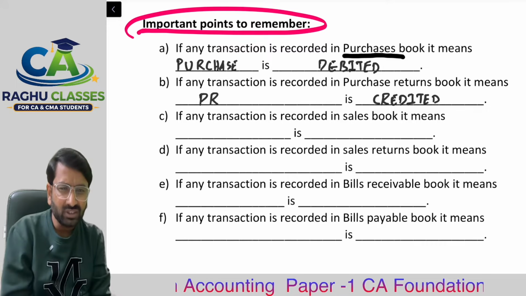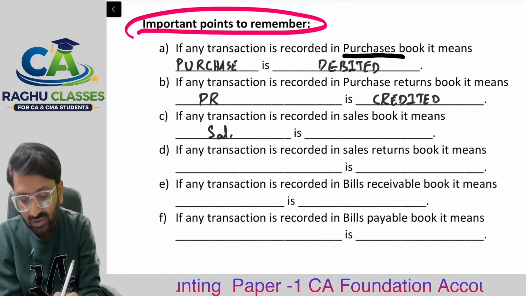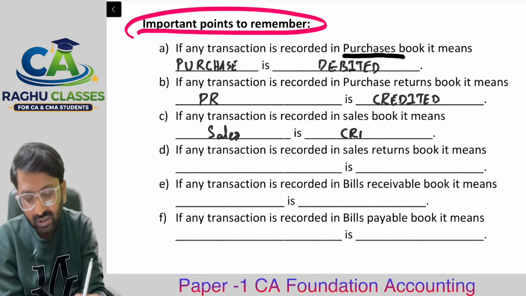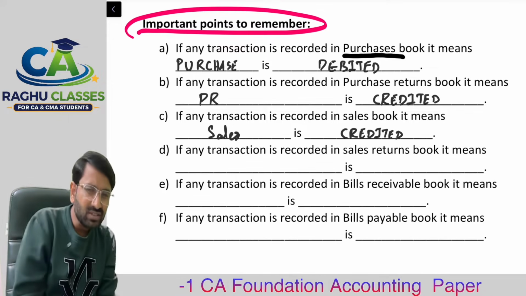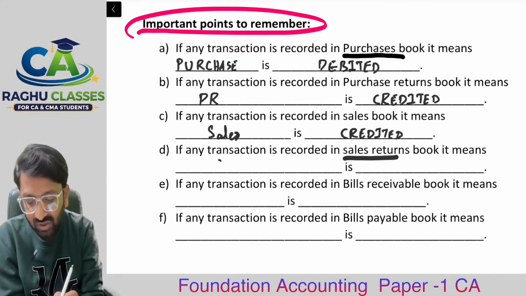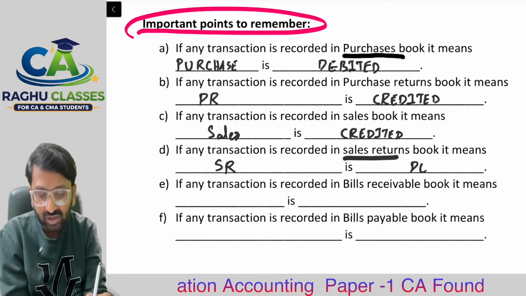Same way, if a transaction is recorded in the sales book, which account is involved now? Sales account. And sales account is normally income, so it is credited. If a transaction is recorded in the sales return book, it means sales returns account is being debited.